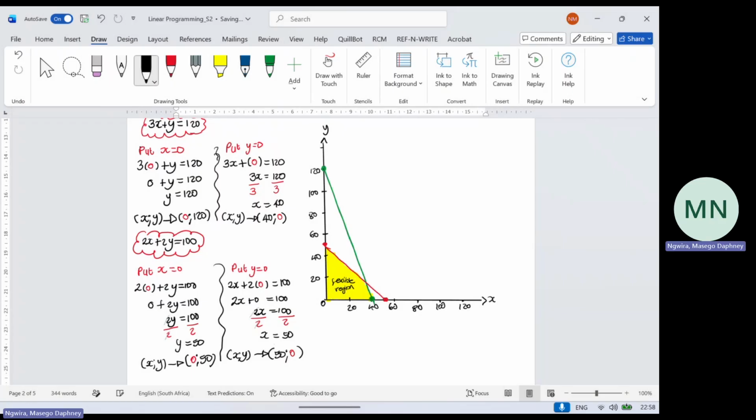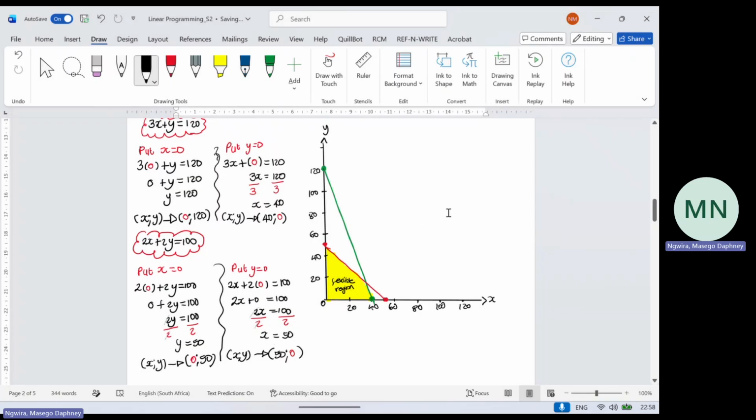Okay. So this is our feasible region. All right. So we have all the points. If you can check, the feasible region is made by all these points. This point is 0 and 50. This one is 0 and 0. And then this one is 40 and 0, but we don't know this one.